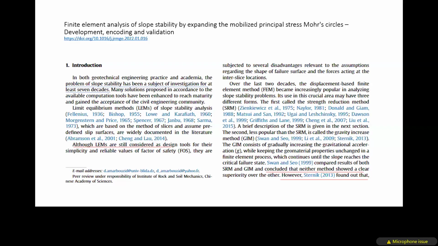Now, the red line that I've given here is the adverb that you have to focus attention on. Although LEMs are still considered as design tools for their simplicity, they are subjected to several disadvantages. Now, can you see? He has started with a very general statement on the field, and then narrowed down to what they are planning to do in this study. And then directly he says with this word, although, the flow of writing has completely derailed by this particular word, right? Although what previous researchers have done, they are subject to several disadvantages.